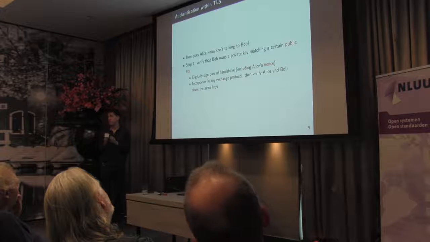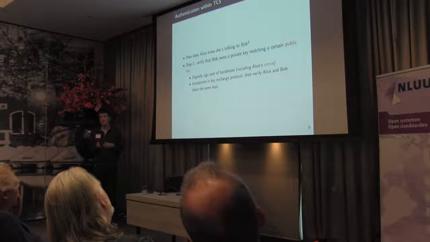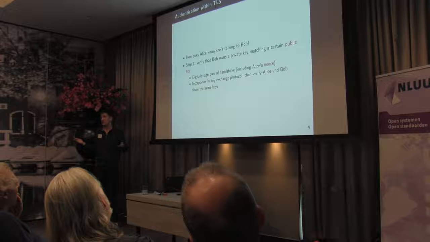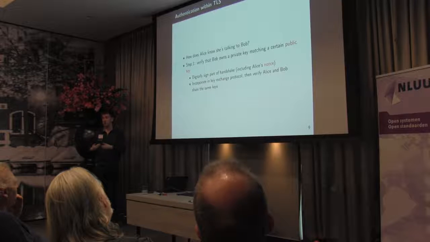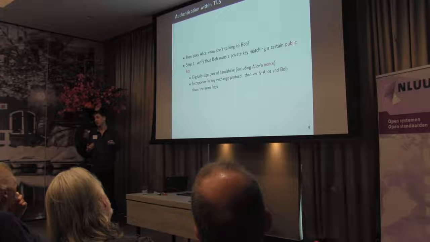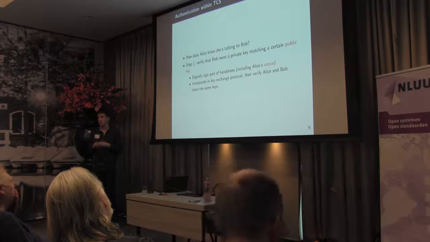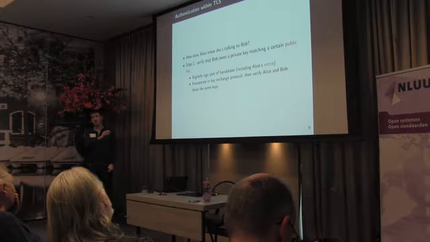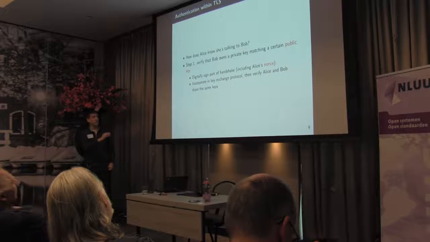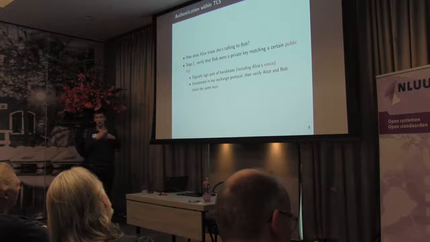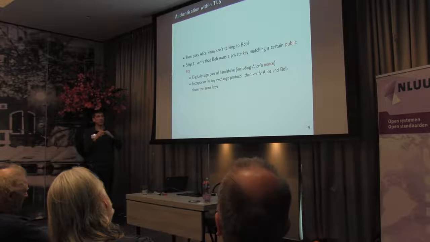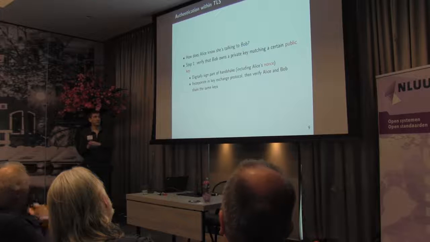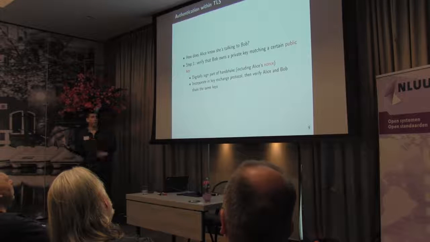So a really important problem within TLS is how do you actually authenticate someone? How do you know that you're talking to the party you want to talk to and not to some man-in-the-middle attacker or someone who has stolen a domain name or something like that? So the first step in this process is to make sure that Bob in this case owns a secret private key that matches a certain public key that you know about.